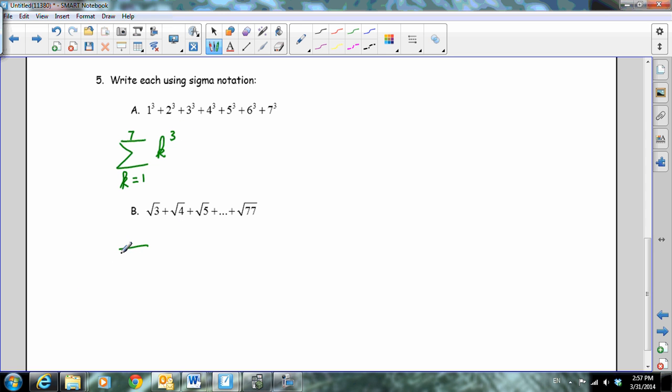This, on the other hand, is a sum. It starts at 3. That means k goes from 3 till 77, and I see it's all inside of square root, so I will say square root of k.